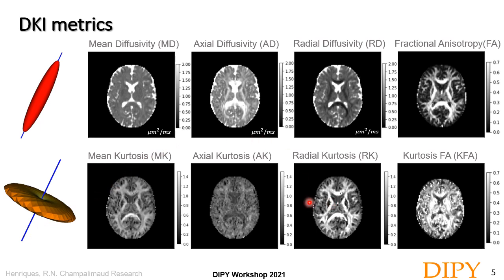One can observe that, as opposed to the diffusivity values, kurtosis will show its maximum values in well-aligned white matter along its radial directions. Moreover, you can also estimate the kurtosis FA, and as you can see from this figure, it provides different information from the standard FA.